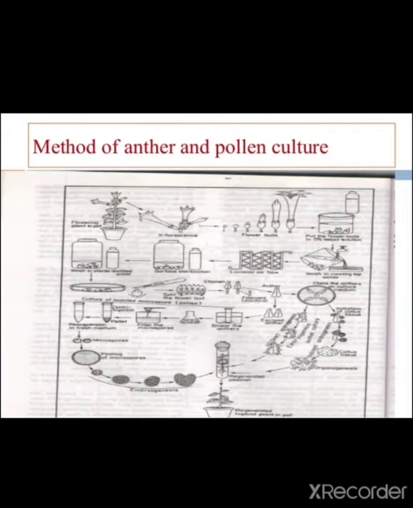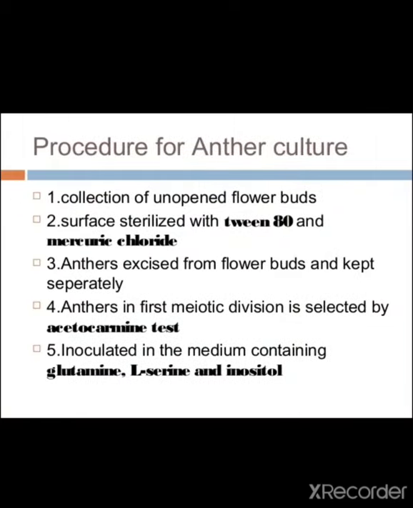In this diagram, we see the process of anther and pollen culture. First we study the procedure for anther culture. First we collect an unopened flower bud. Then we surface sterilize it with HgCl2, mercuric chloride. Anthers are excised from flower buds and kept separately. Then anthers in first meiotic division are selected by the acetocarmine test. They are inoculated in the medium containing glutamine, serine and inositol.